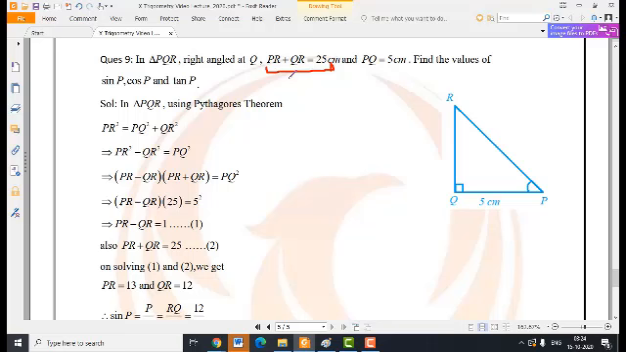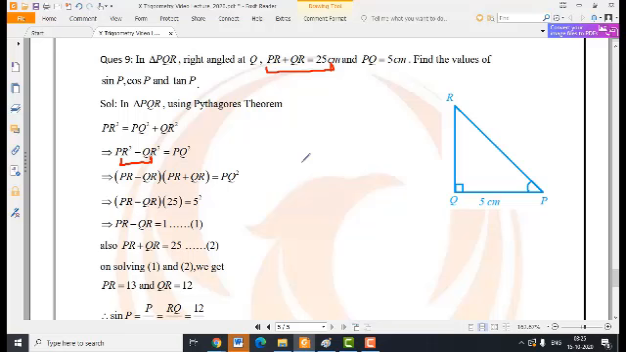Their sum is given to us to be 25, and we can only use it if I write them together on one side of the expression. So that's why I've taken QR square to the left hand side, and we get PR square minus QR square equals PQ square. You know that A square minus B square is the identity which you can observe in the given expression. So using that identity, we have PR minus QR into PR plus QR, which is equal to PQ square.